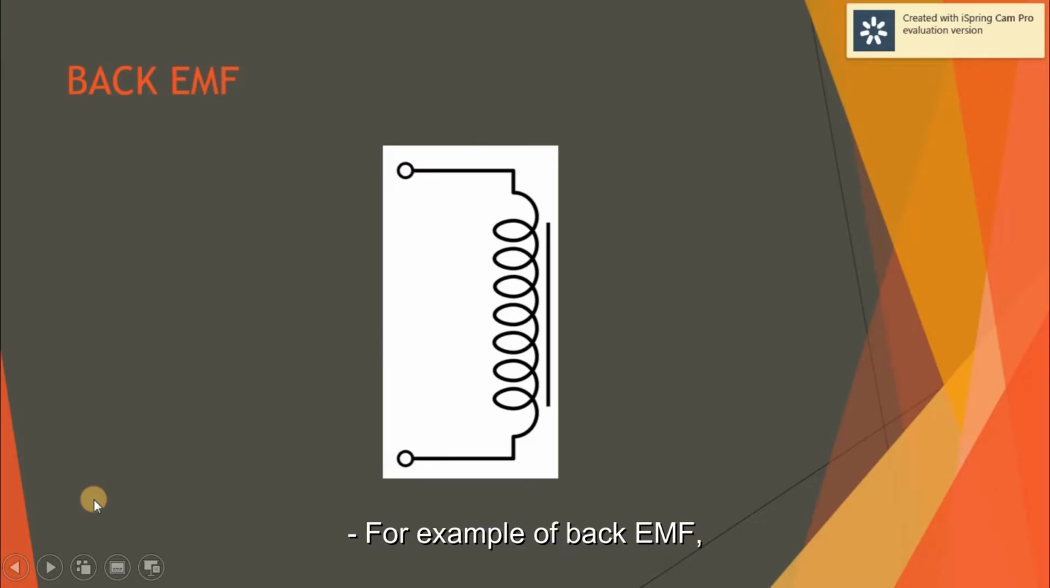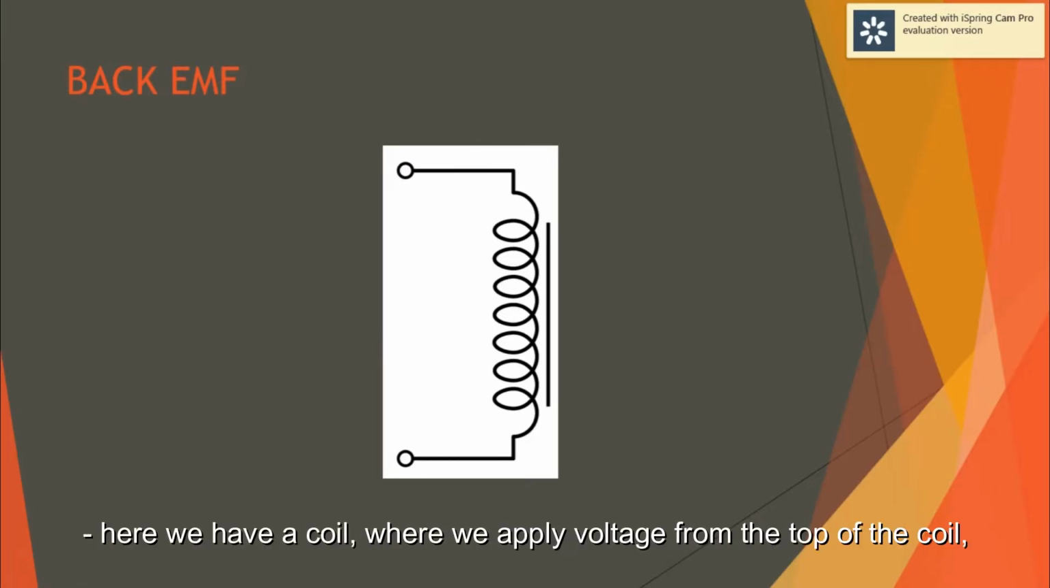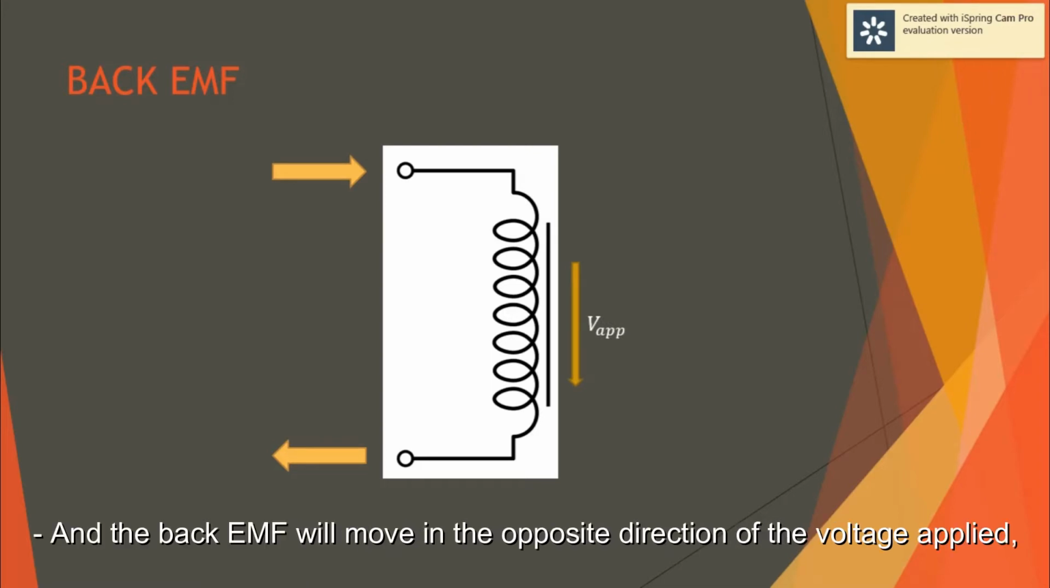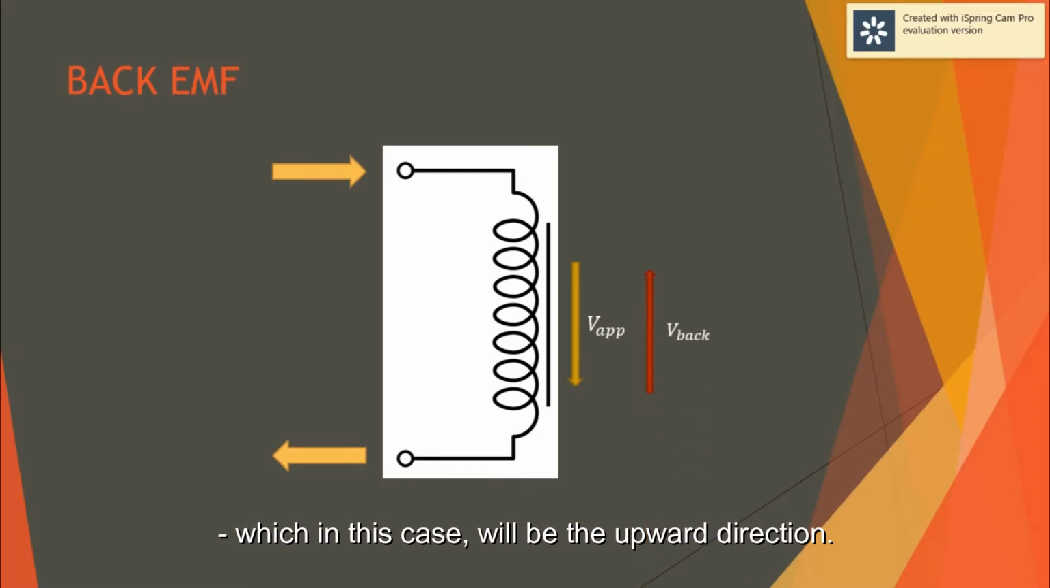For example, here we have a coil where we apply voltage from the top of the coil. The voltage applied will move in a downward direction. And the back EMF will move in the opposite direction of the voltage applied, which in this case will be the upward direction.